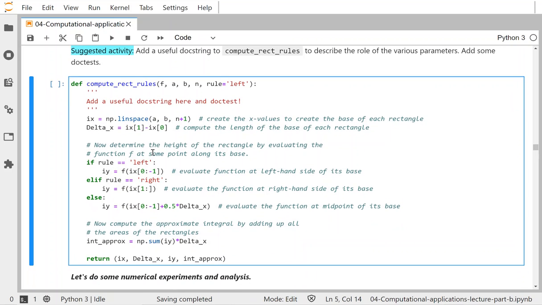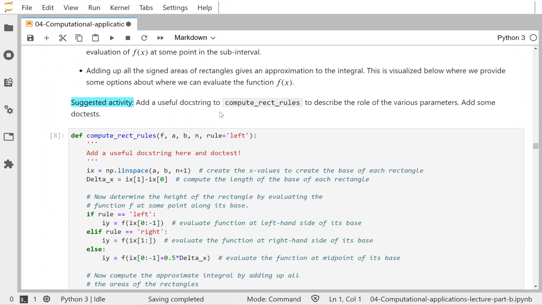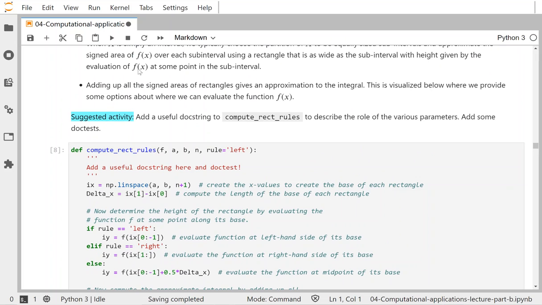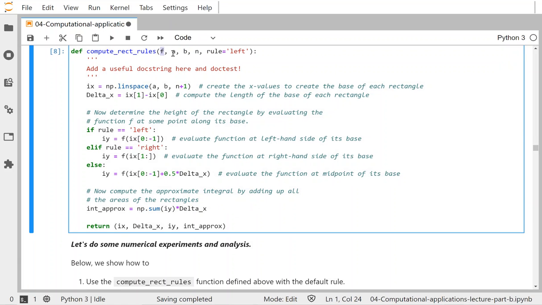So I'm first just going to run this code, which creates a compute rectangle rules function, and we're going to consider 3 types of rectangle rules. Ones that are the left, the right, or the midpoint rules. This just means do you use the left endpoint of a subinterval to evaluate the height of the rectangle, the right endpoint of the subinterval, or the midpoint of the subinterval. That's it.